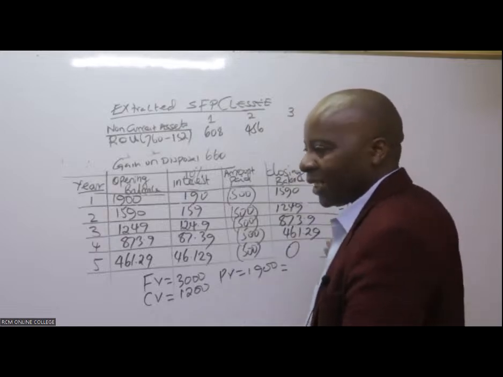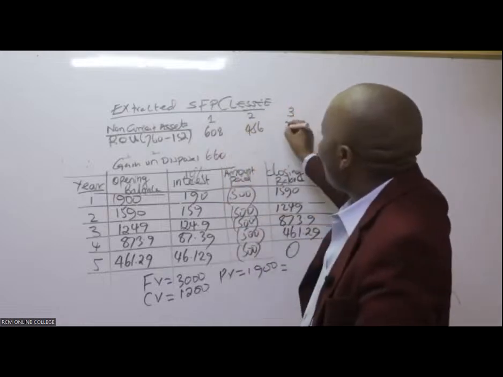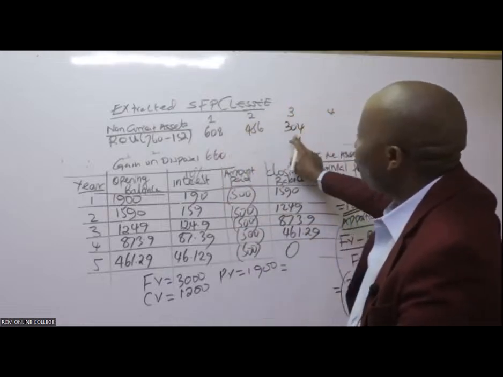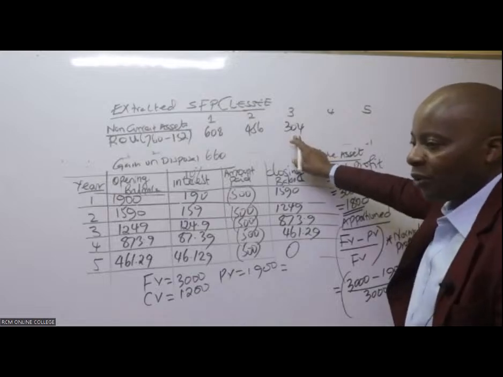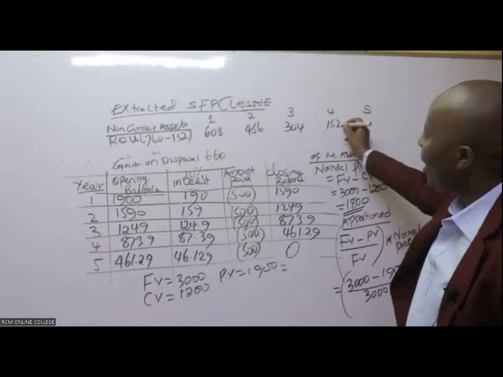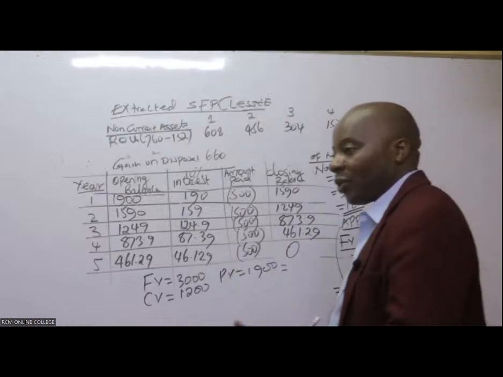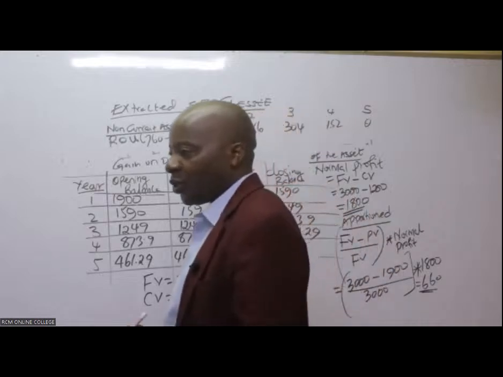Because we are depreciating the asset, basically. So we have 304. We have 304 minus 152, which gives me 152. And then, of course, the last year must be 0, because the asset is being depreciated to 0. It's straight line.